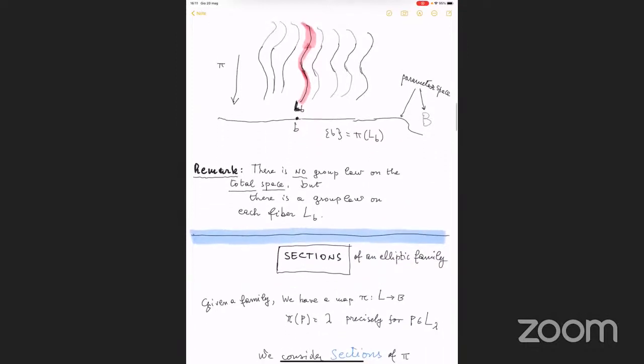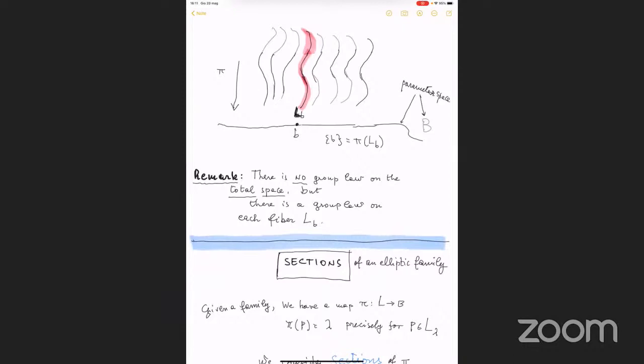An important remark is that there is no group law on the total space. There is a group law on each fiber. We cannot add 2 points which belong to different fibers in general.